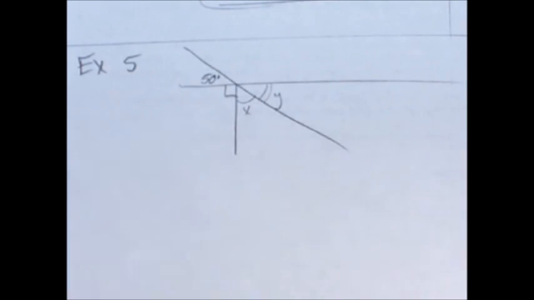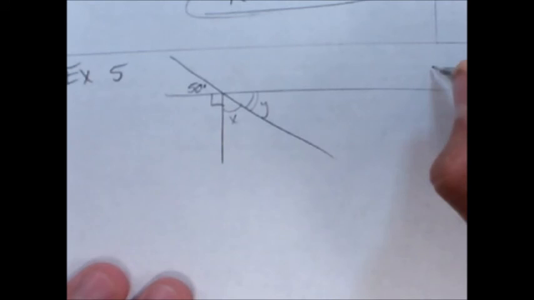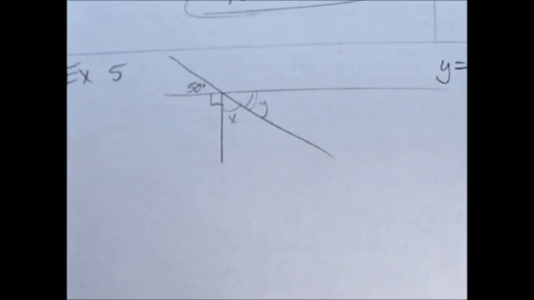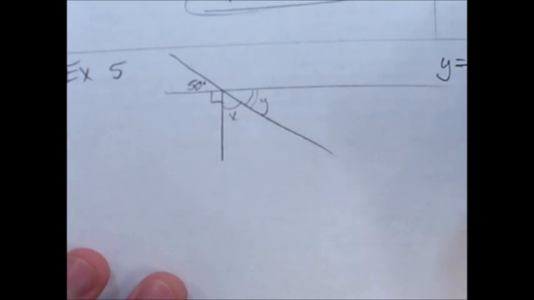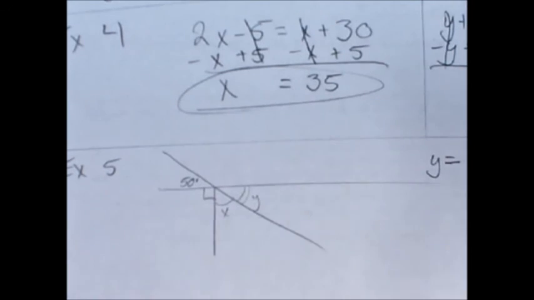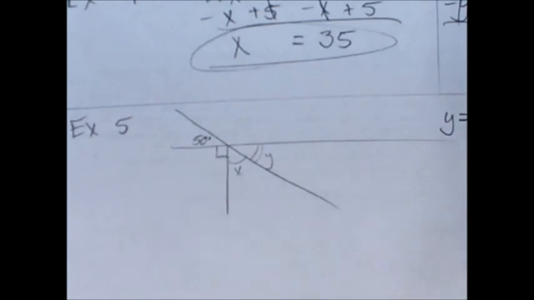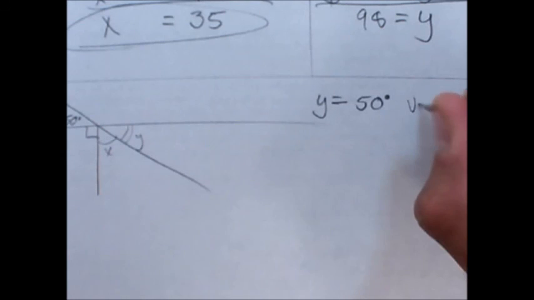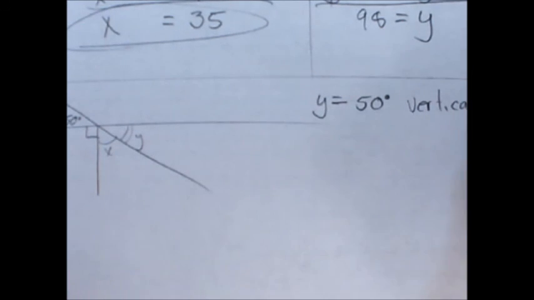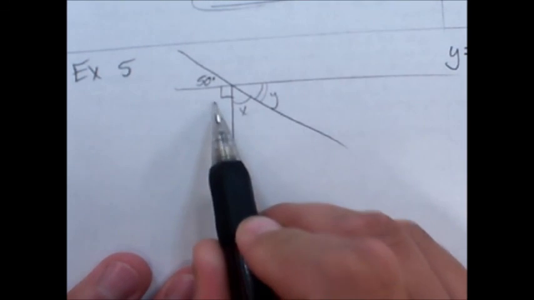Okay? Y is fairly obvious. What is the measure of angle Y? It's 50 degrees. How do I know that? Use the word. It's vertical angles. Thank you. So, Y is obviously 50 degrees because of vertical angles. Okay? Vertical angles. A word that we will use very frequently. Get used to it. Okay? If this is 50 and this is 90, how do I find X?